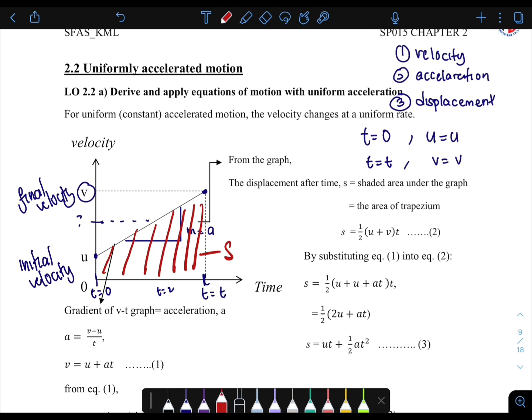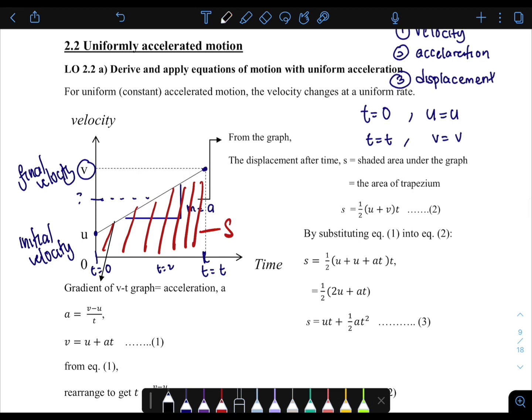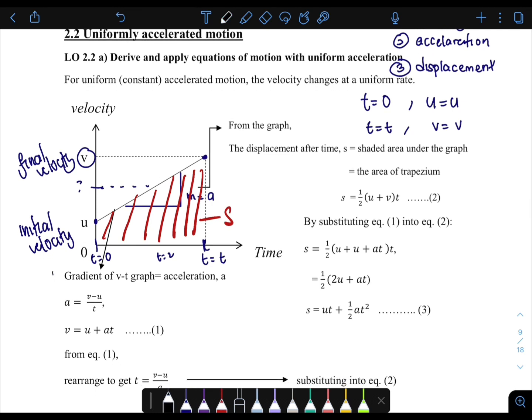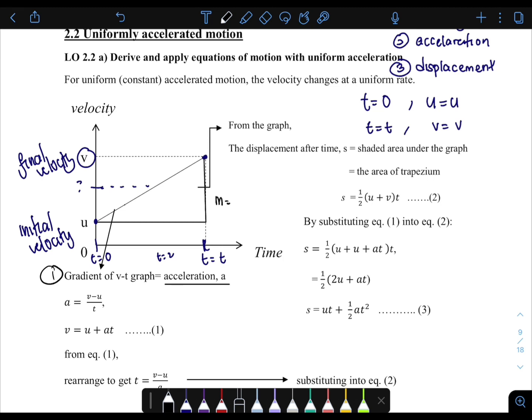Now, we are going to use all this information that we can gather from the graph to come up with the equations of kinematics. So let us first look at the information based on the gradient of the v versus t graph, where the gradient, as we know, refers to the acceleration. According to this gradient, we have m equal to y2 minus y1 over x2 minus x1, and the gradient is equal to acceleration.